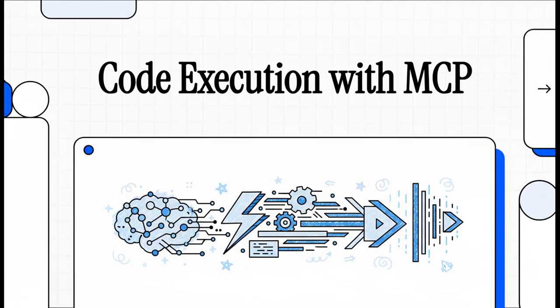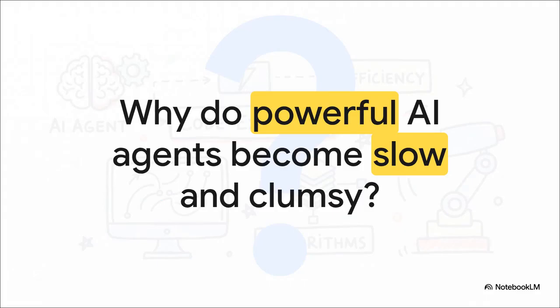All right, let's dive into a massive question in the world of AI. How do we take our most powerful AI agents and make them not just smarter, but way faster and more efficient? Because that's the real problem, isn't it? You give an agent access to all these incredible tools, and suddenly it gets, well, slow and expensive. It's this weird paradox where the more capable we try to make them, the more clumsy they seem to get. So what is actually going on here?